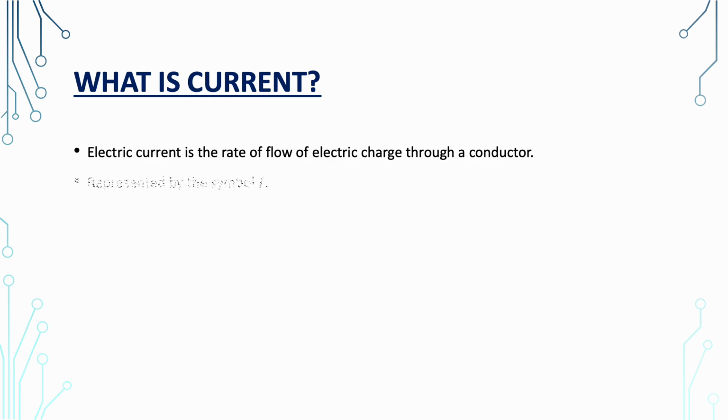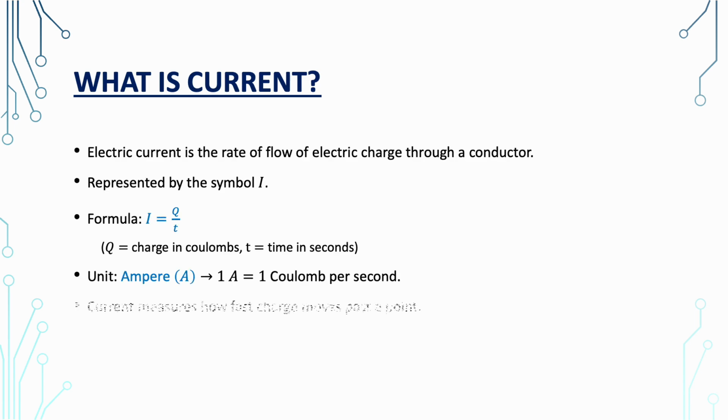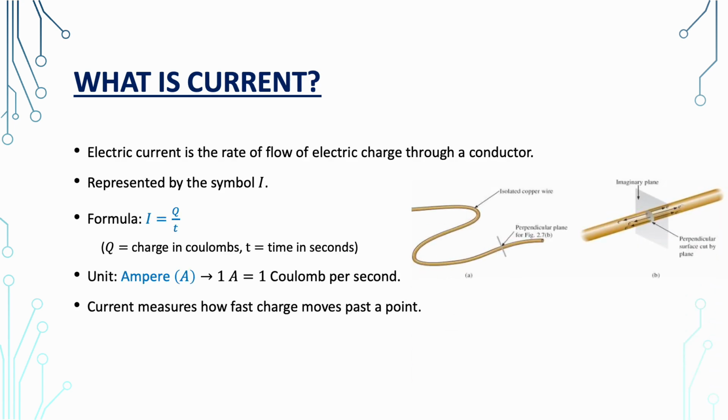Electric current is simply the rate at which electric charge flows through the conductor. It's represented by the symbol I and defined by the equation I equals Q over T, where Q is charge in coulombs and T is time in seconds. If 1 coulomb of charge passes a point each second, the current is 1 ampere. In other words, current measures how fast charge moves through the circuit.